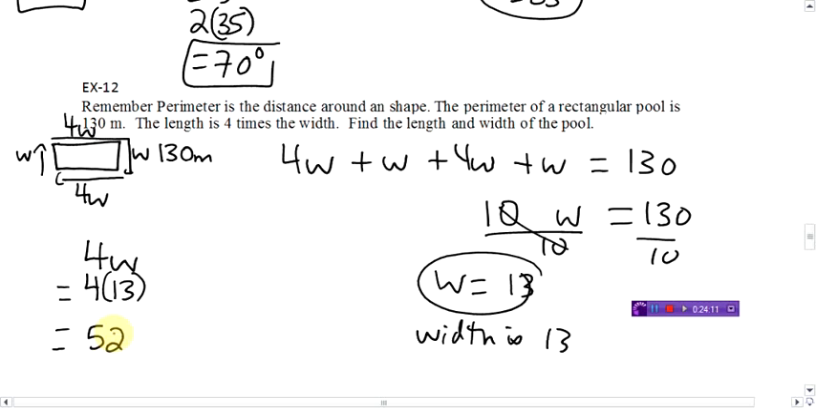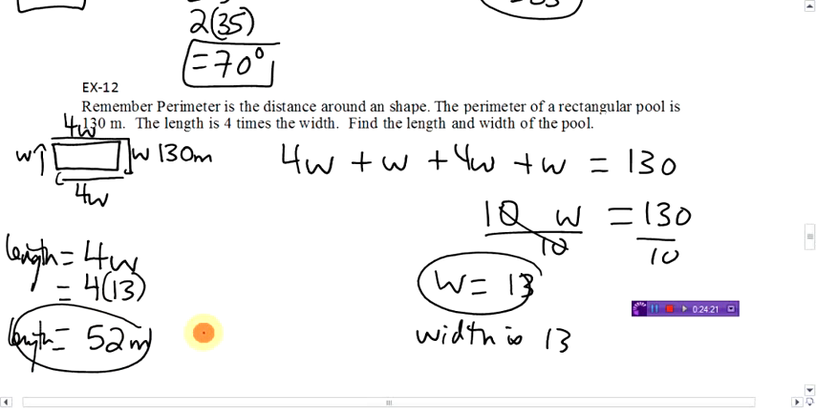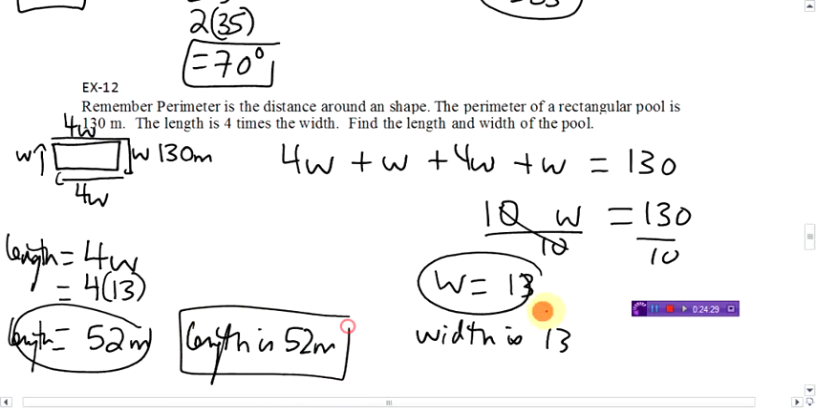And so your length, which we were told was 4W, is 52 meters. So the length is 52 meters and the width is 13. All figured out using algebra.